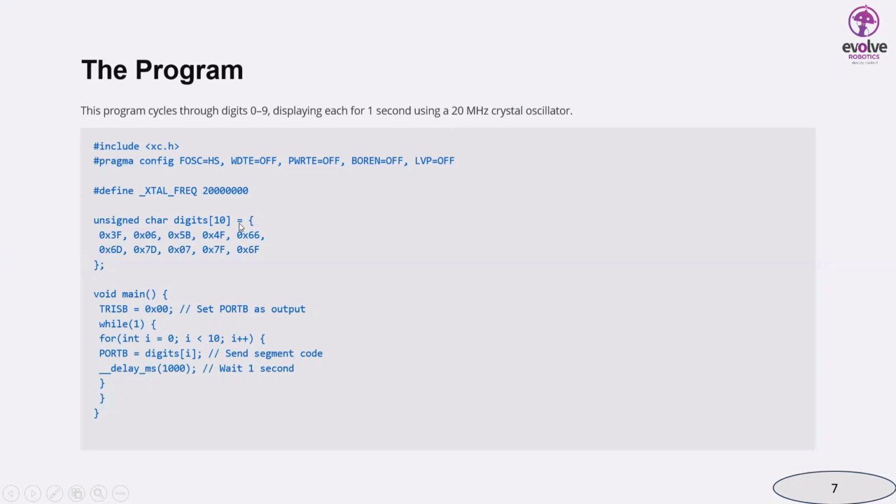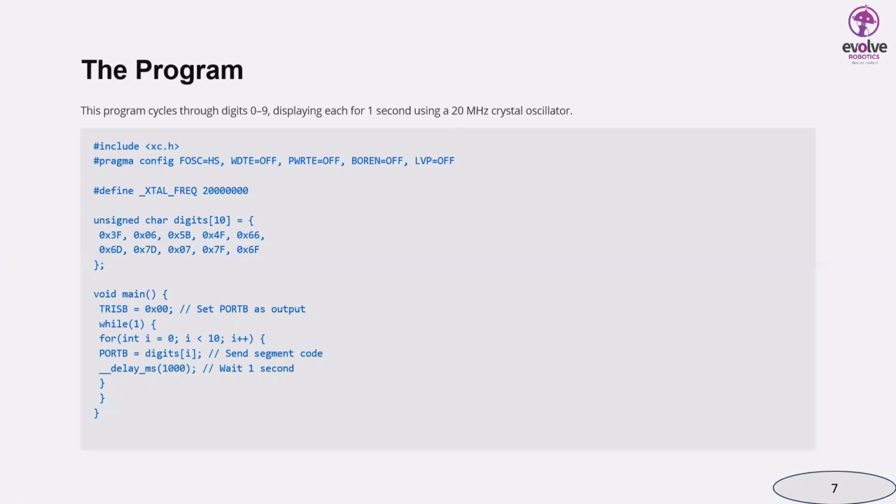Now we have to assign the values to the array. For that you have to use curly brackets. Using curly brackets, you give the elements to the array, and each element should be separated by a comma. After that, you have to write the main program. That is, first you have to set the port that you're using.